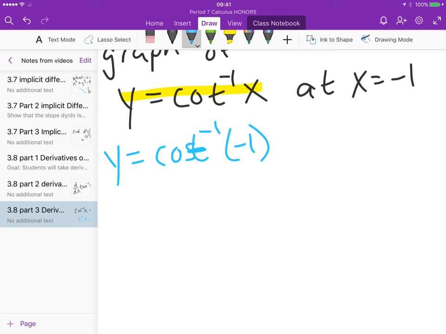All right? Well, let's think here for a sec as to what we're dealing with. For some of you guys, finding cotangent inverse at -1 might be very simple because you are all stars when it comes to the unit circle.